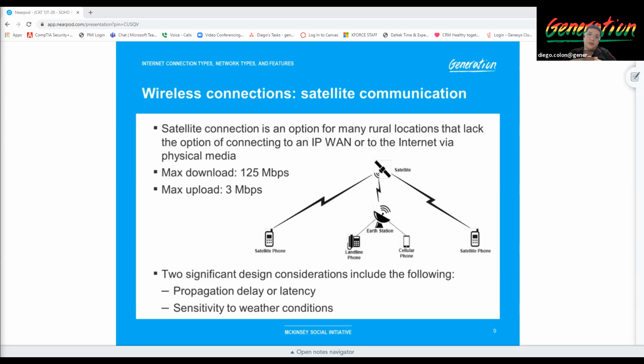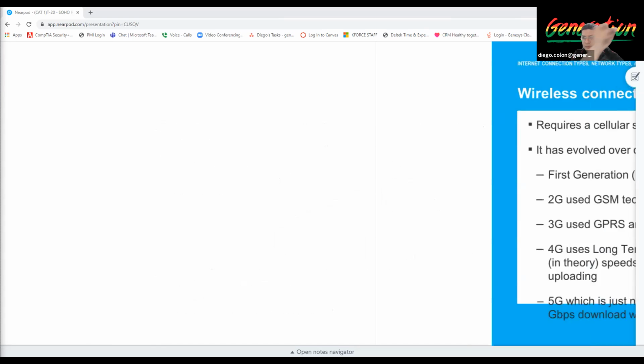Any questions on wireless connections via satellite? Just bouncing off any satellite that's out there that's providing that service. This is the internet wireless.